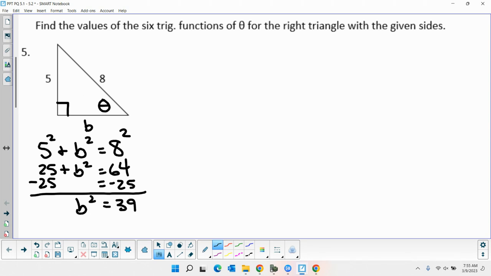So I don't want a decimal answer there. Just use the radical answer. Will that simplify, square root of 39? Can I do a factor tree and pull something out? No. Right? If you could, you should do that. You should simplify it. But this one didn't. So we're just going to leave that as the square root of 39. And then we're going to do the 6 trig ratios.